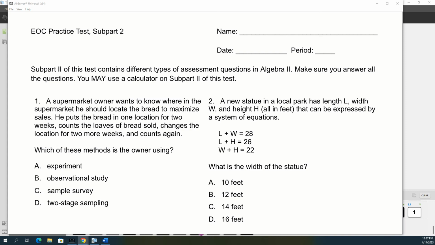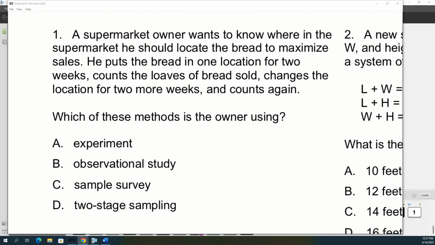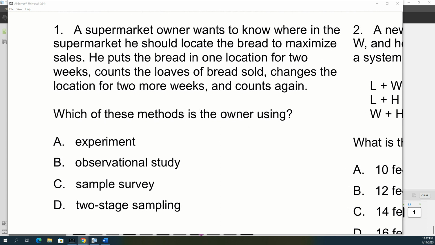All right. So on subpart 2, this first one, you don't need a calculator. A supermarket owner wants to know where he should locate the bread to maximize sales. So he puts it in one location, counts the loaves sold, and puts it in another location and counts again. So what do you guys think?